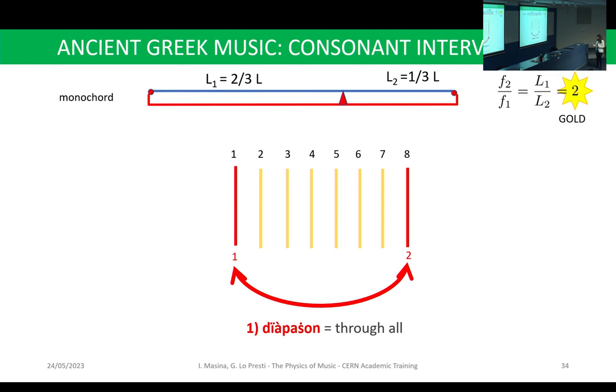In the monochord, you can very well listen that if you have your bridge, I don't know the word in English, there, you have these ratios for the length, and you have these ratios for the frequencies too. So you have the gold, the octave, and the octave was called diapason, which means through all, through all the strings of the kithara. Nice. I put them in red because in the harp they are in red. All the Cs are in red.